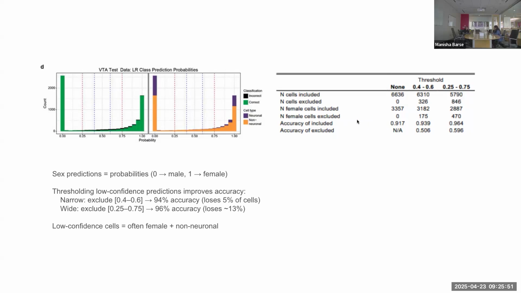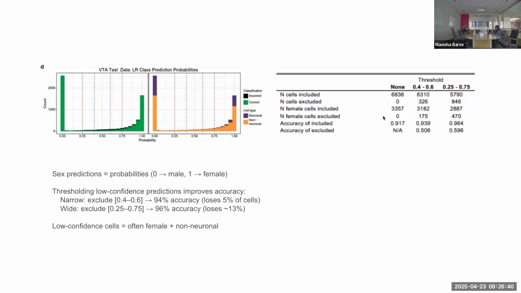So here they see that when excluding these threshold regions, a number of female cells were included in these low confidence cell regions. In the narrow threshold, there are around 3,182 female cells included, and 175 female cells were excluded after applying the threshold. And if they apply the wide threshold, around 470 female cells were excluded.